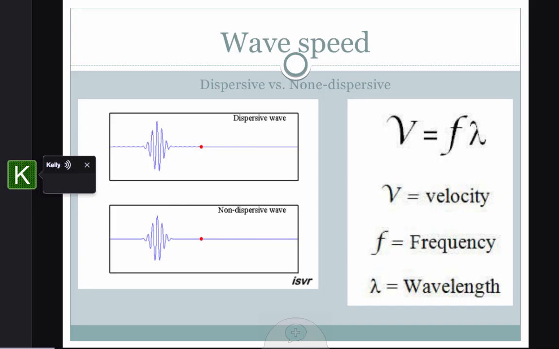A dispersive wave occurs when the speed of a given wave depends on its frequency, while a non-dispersive wave exists when the speed of all waves is the same. Here, the bottom wave is non-dispersive because the speed is constant before and after the waves. Also, the equation for wave speed is frequency times wavelength equals velocity, which is the same as wavelength divided by T, or the period.